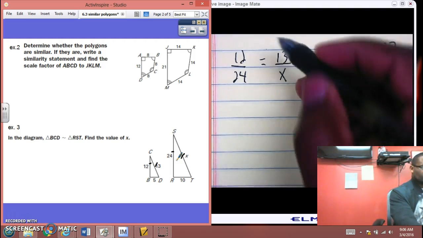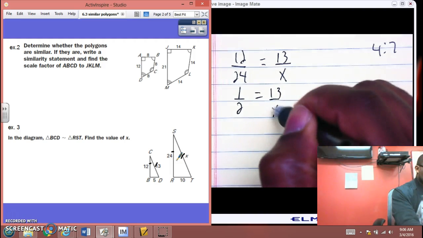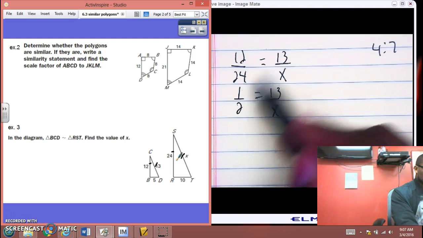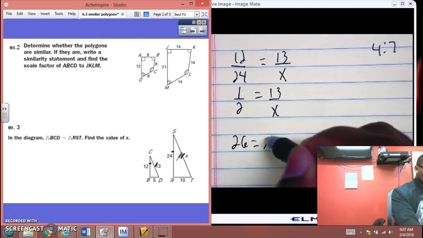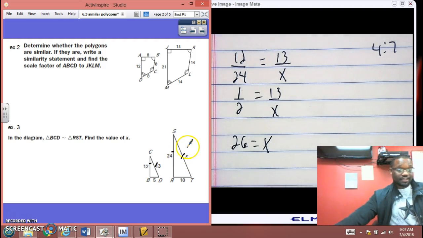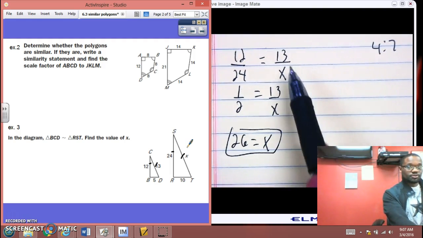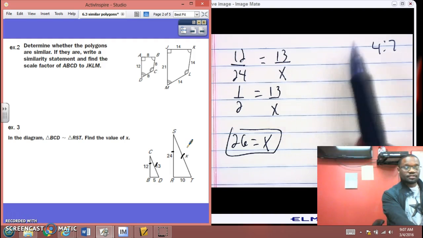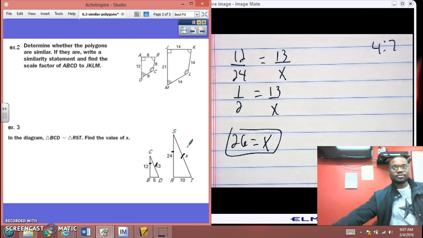But I like to reduce first. This is really 1/2. Now when I cross multiply, I don't need a calculator because I know what 13 times 2 is. So that's 26 equals x, which means we found the value of x, just like that. Now, if you just cross multiplied here and divided and everything, you still would have got 26, but it's just easier for me if I do it like that.